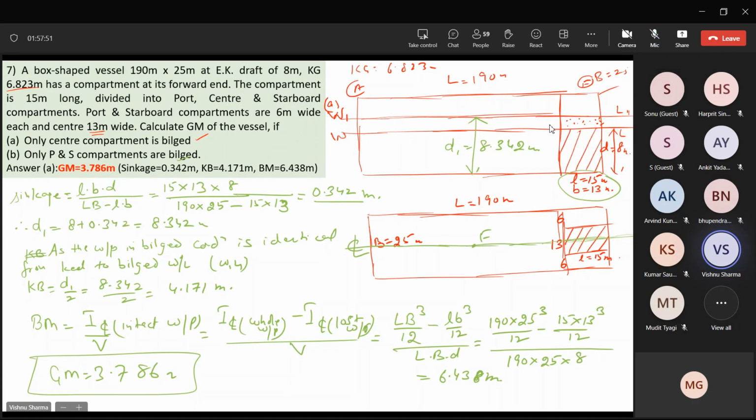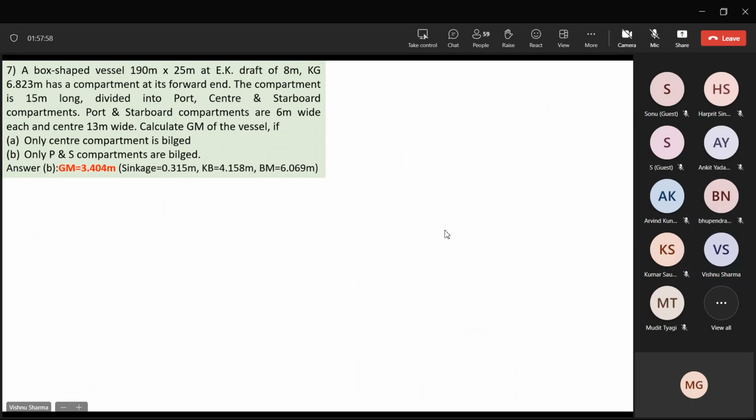Anyway, let's go to the next one, so that you don't struggle with the questions. Now we come to part B of the same question. Values are here. I'll make the diagram. This has to be a separate diagram, guys, for part B.